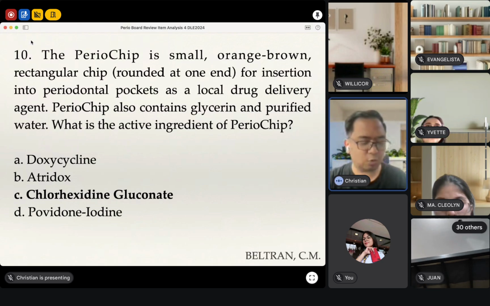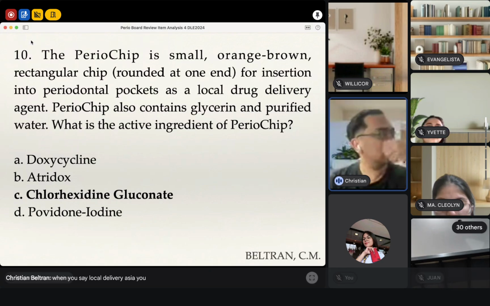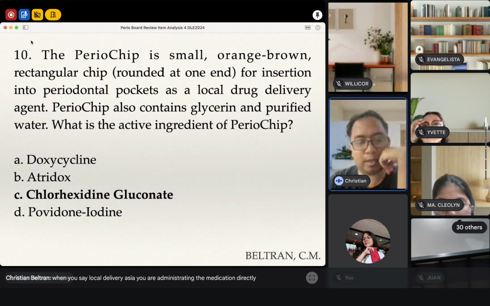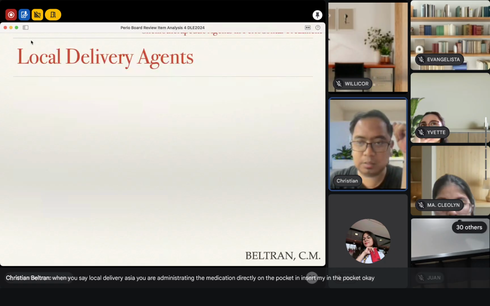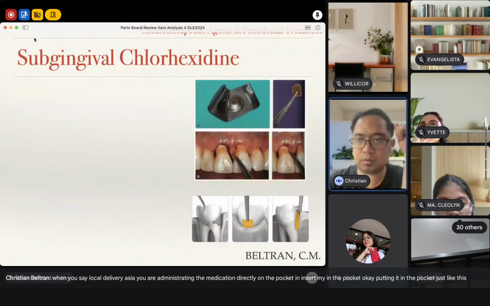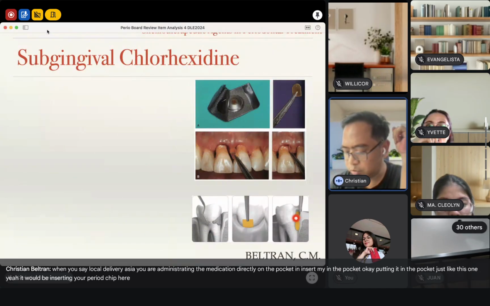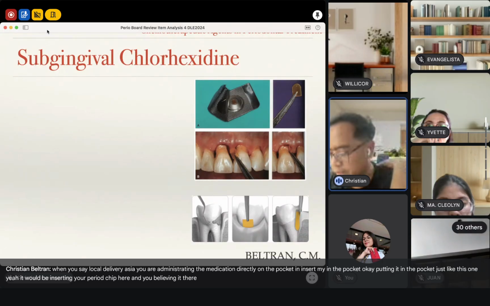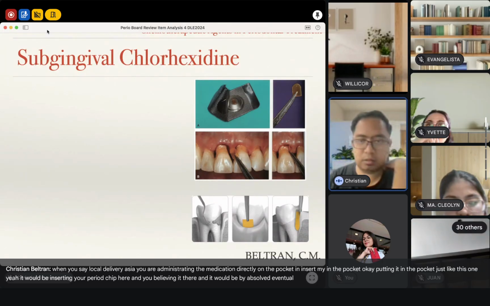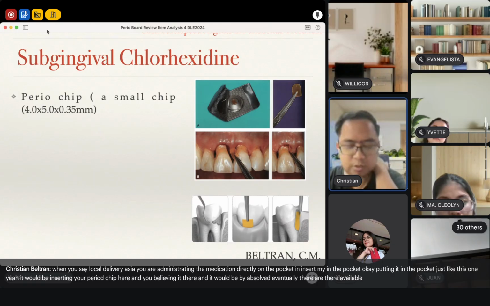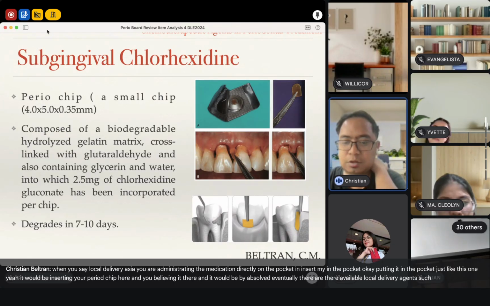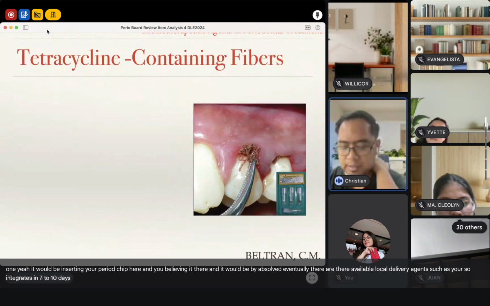Okay? Perio chip. So when you say local delivery agent, you are administering the medication directly on the pocket. Insert mo in the pocket. Okay? You're putting it in the pocket just like this one. You would be inserting your perio chip here and you will be leaving it there, and it would be bioabsorbed eventually. There are other available local delivery agents, such as your tetracycline containing fibers. It degrades in 7 to 10 days.